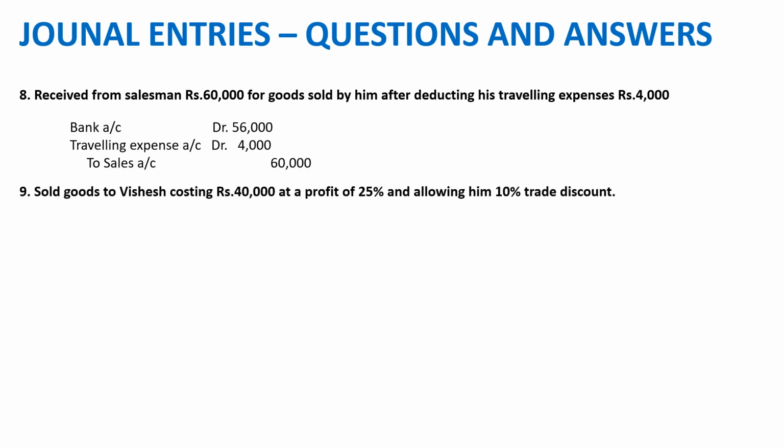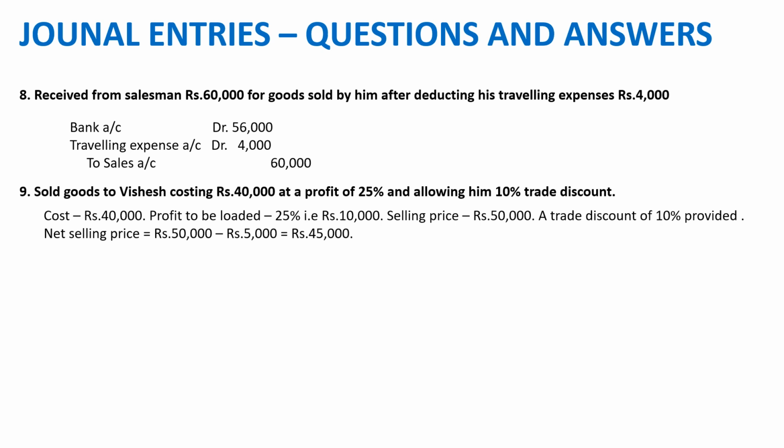Next transaction, sold goods to Bises costing 40,000 at a profit of 25% and allowing him 10% trade discount. One thing you have to keep in mind is that the trade discount entry is never posted, right? Because this is the discount given on the listing price or selling price. Now, what is the cost? 40,000. What is the profit to be loaded? 25%, which is equal to 10,000 rupees. Hence, the selling price is 50,000.